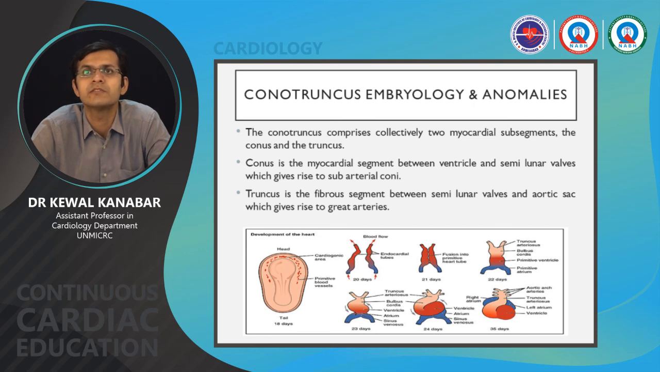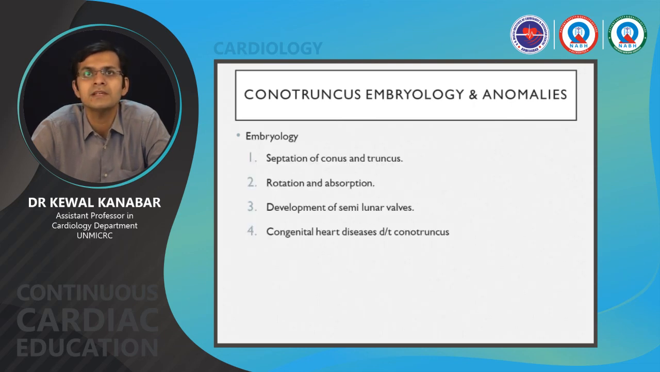Conus is the segment between the ventricle and the semilunar valves, and it gives rise to both subarterial coni, that is the subaortic conus and the subpulmonary conus. Truncus is the portion between the semilunar valves and the great arteries. Now, the embryology of the conotruncus is basically divided into several stages, and to understand the different anomalies involving the conotruncal septum, it is important to understand this embryology.